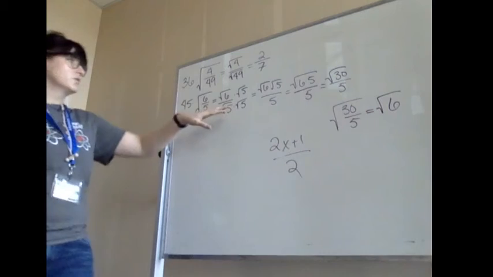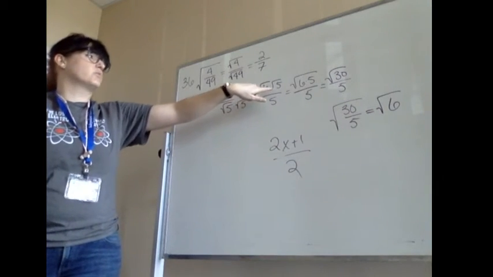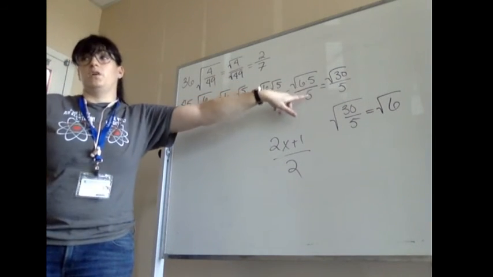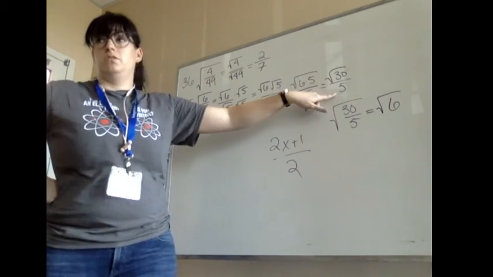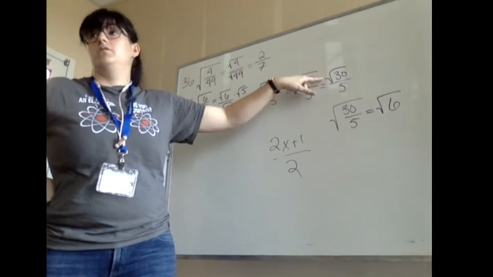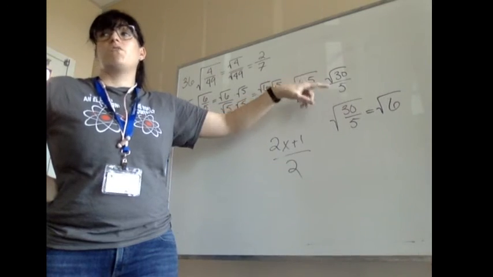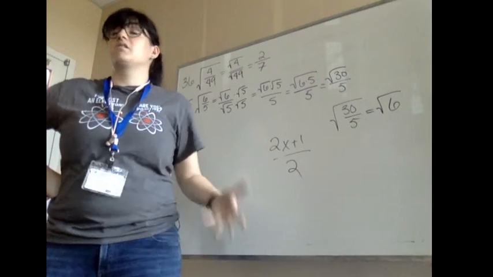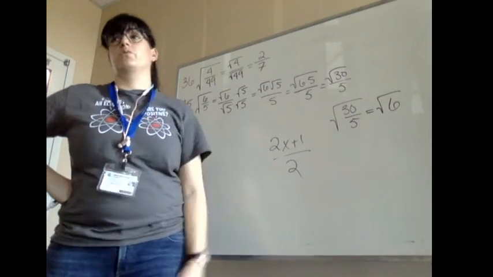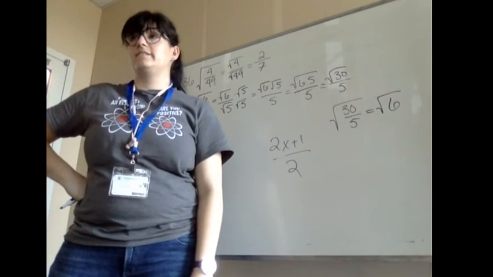Like right here, they're each under one, so I brought them under the same one. But you cannot combine numbers that are not under a radical with numbers that are. 5 is not the square root of 5 there, just 5. It's not a like term with the square root of 30. Does that make sense?